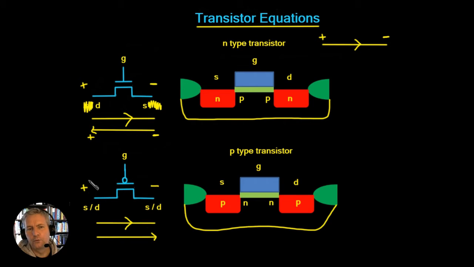So that means that the holes flow from the positive terminal to the negative terminal. So the source of the holes is from the positive side, so this is the source, and it travels to the negative side, which is the drain. So in this device here, the source is this side and the drain is this side.